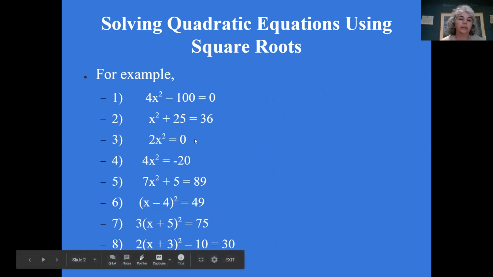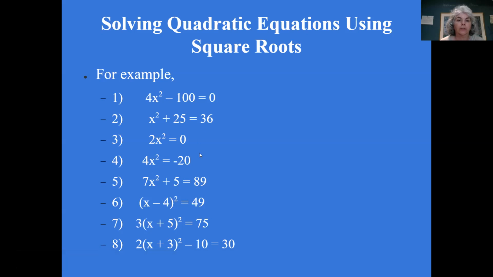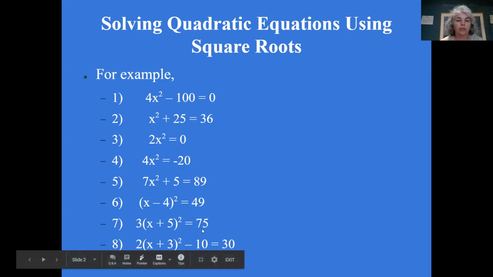All right, here are the examples that we're going to work through to show you how to solve with this method. The first 5 examples are of the first type, as you can see. They all have an x squared term, but no x term. Everything else is a number. The last 3 examples are in vertex form. You can see it here.